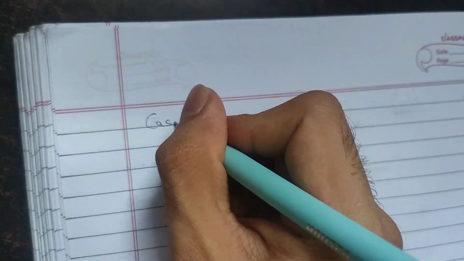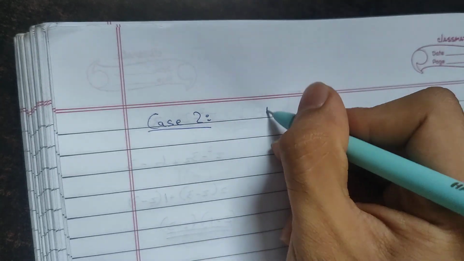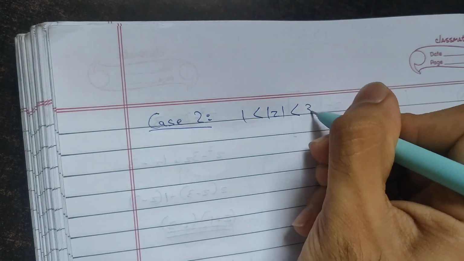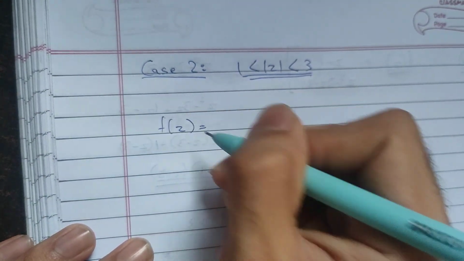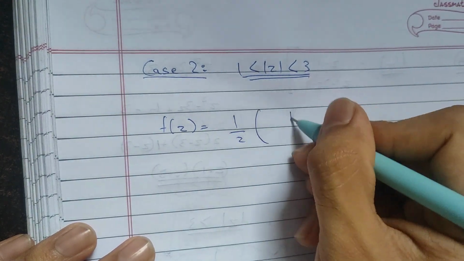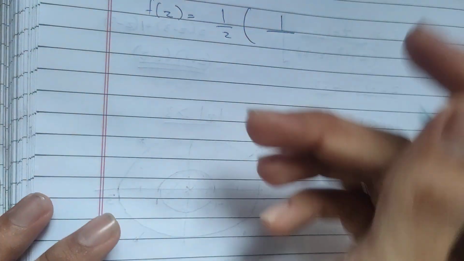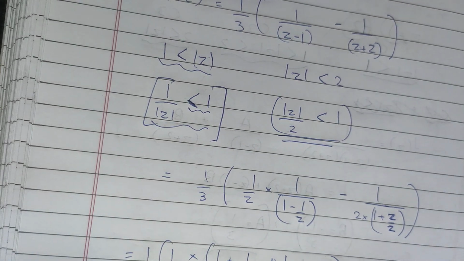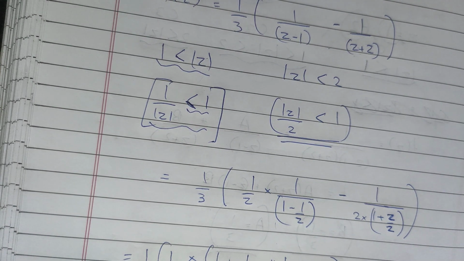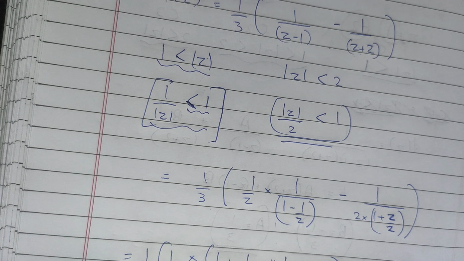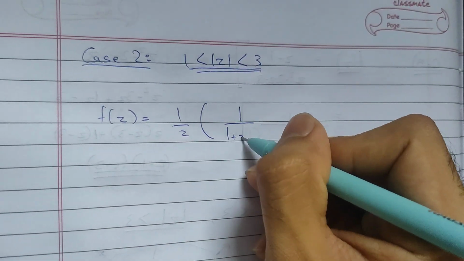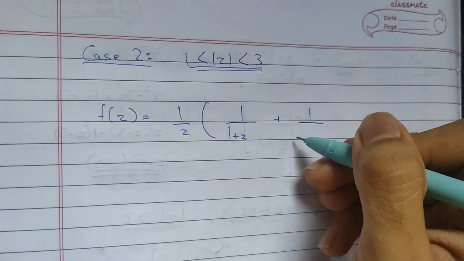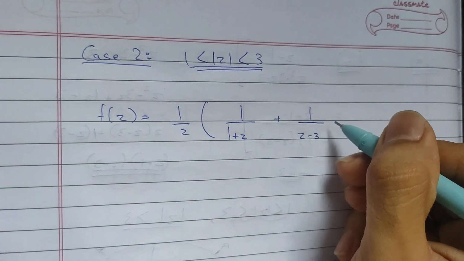Now for case 2, our mod of z lies between 1 and 3. Okay. So firstly just rewrite f of z just for convenience, which is half, 1 upon 1 plus z plus 1 upon z minus 3.